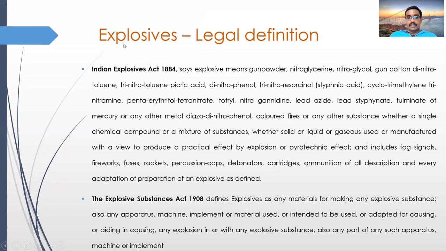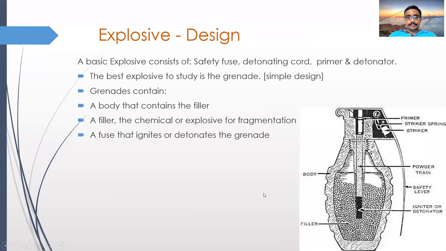Legally, explosives are defined under the Indian Explosives Act 1884 as well as the Explosive Substances Act 1908. This is a more accepted definition, where it's defined as any material for making any explosive substance. Also, any apparatus, machine, implement, or material used or intended to be used or adapted for causing or aiding in causing any explosion, or with any explosive substance, also any part of any such apparatus, machine, or implement. All this constitutes your explosive as per the 1908 Act.